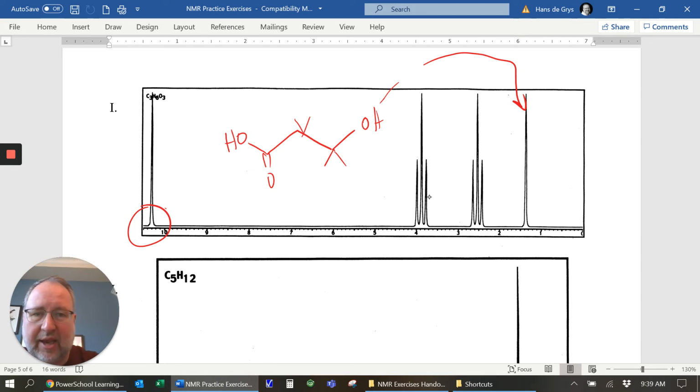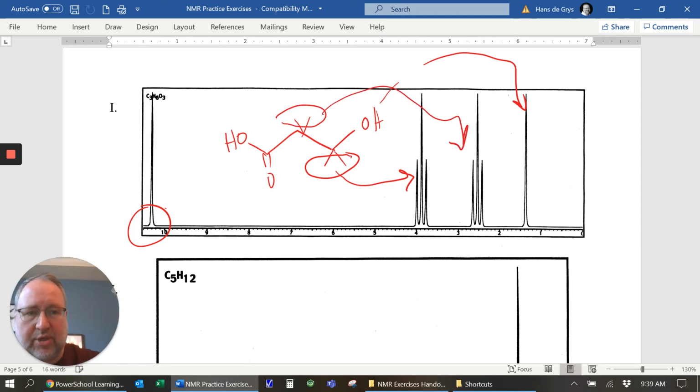If you look at hydrogens near an alcohol, they usually clock in between 3.4 and 4. Hydrogens near an acid like this usually clock in between 2 and 2.6. So those are actually those over there. This one, of course, is this one.